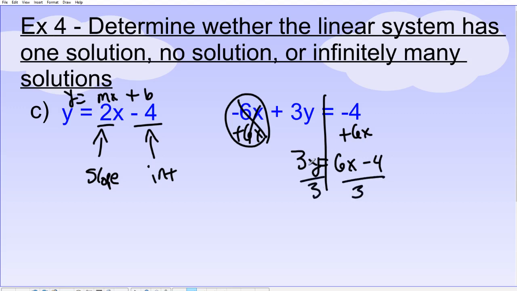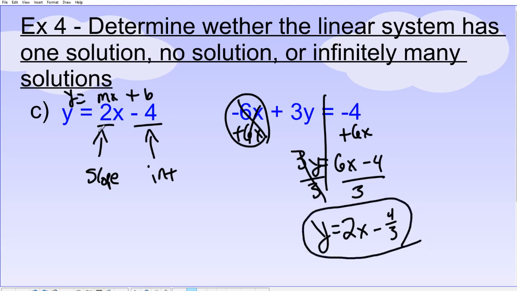Divide by 3 on both sides, and that cancels. y equals 2x minus 4/3, I guess. I mean, we could leave it like that. It's not so pretty, but it's not wrong. So there's the one. There's the other.